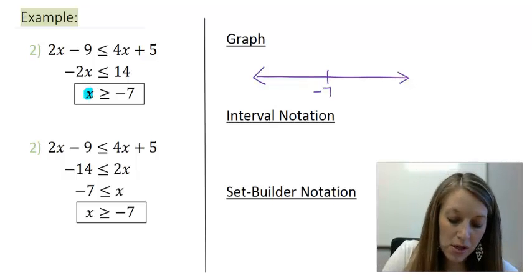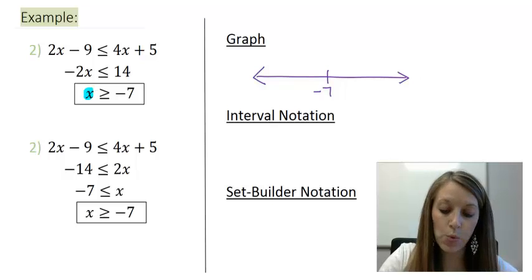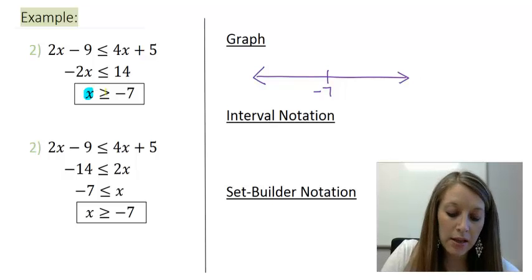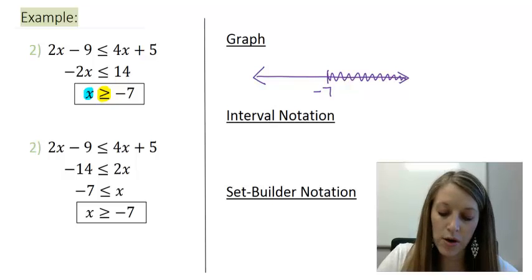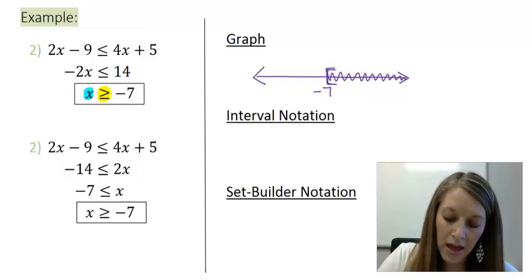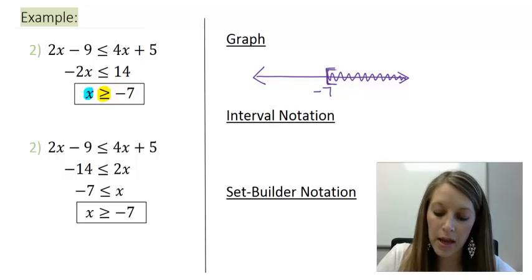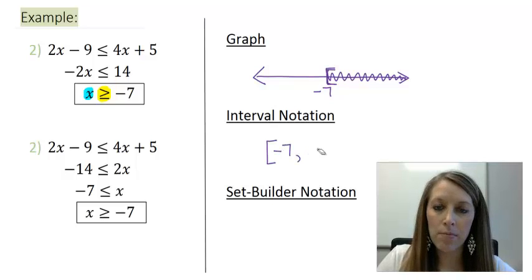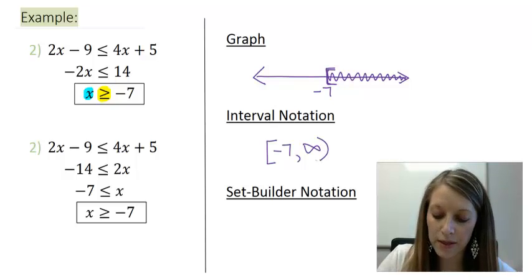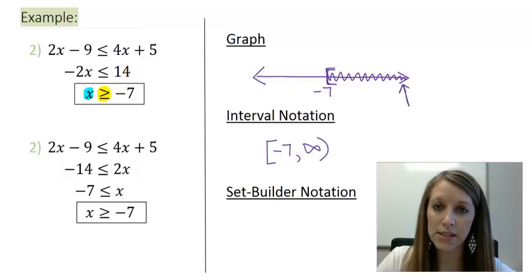Since my variable is on the left, then I get to shade this whatever way my inequality is pointing. This greater than is pointing to the right, so that means I will shade to the right of my value. This is greater than or equal to, so I have a bracket on the left. So my interval notation just mimics my graph, an open bracket, a negative 7, comma. The right arrow on my number line represents infinity, and infinities always have parentheses. And notice I put a parenthesis here, but I do not put any parentheses up there.